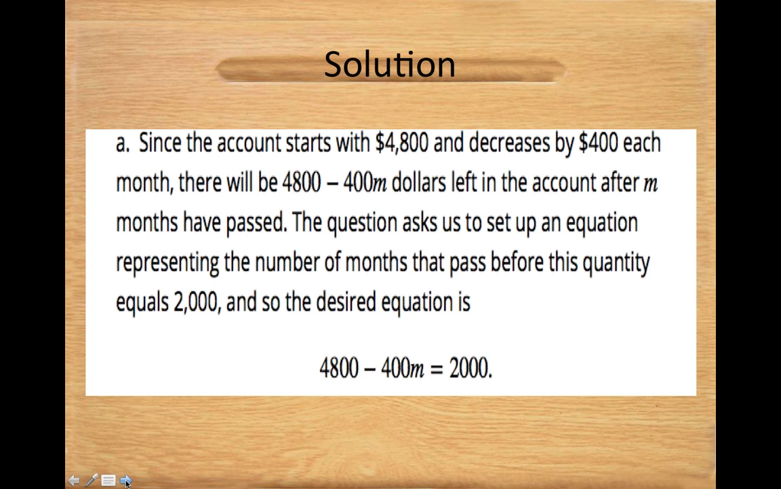So here's how we do it. Since the account starts with $4,800 and is decreased by $400 a month, the first month I'm going to take out $400. The second month it would have been $800 taken out of the account. The third month it would have been $1,200. So here's my equation: $4,800 minus 400 times the number of months has to equal $2,000. I want to know how many months it's going to take to get to $2,000. So there's my equation.